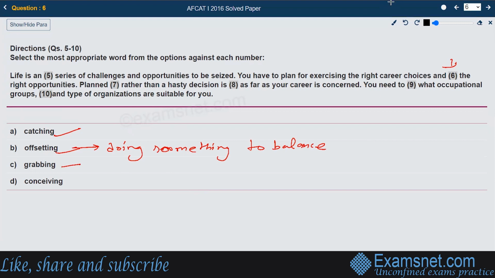And the last word is conceiving. Conceiving here doesn't fit either, because we are supposed to fill what should be, the right career choice and dash the right opportunities. So the right word is grabbing. Opportunities are always grabbed. So the right answer is grabbing.